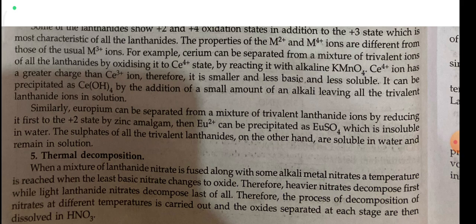For example, cerium can be separated from a mixture of trivalent ions of all lanthanides by oxidizing it to the cerium 4+ state by reacting it with alkaline KMnO4. The Ce4+ ion has a greater charge than the Ce3+ ion. Therefore, it is smaller, less basic, and less soluble. It can be precipitated as Ce(OH)4 by the addition of a small amount of alkali, leaving all trivalent lanthanides in the solution.